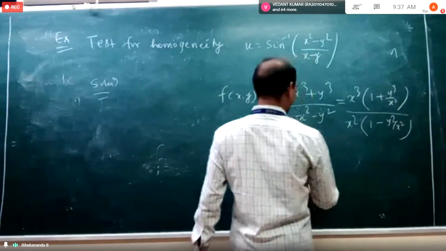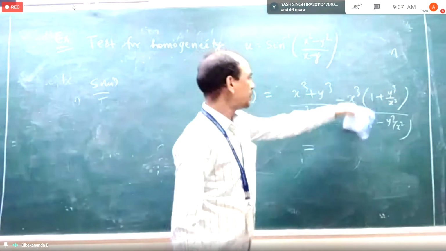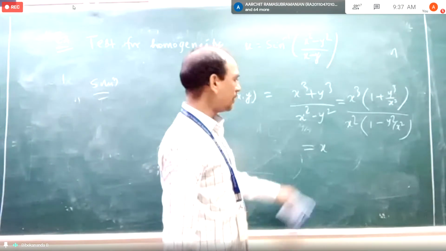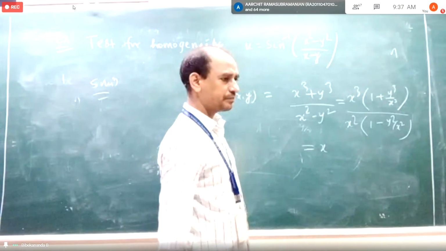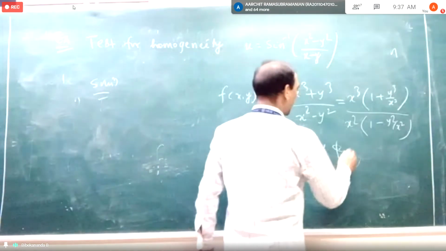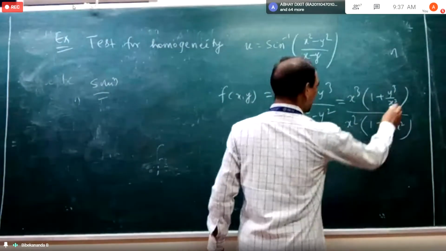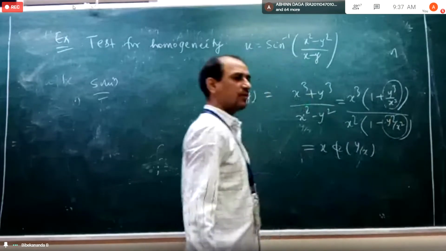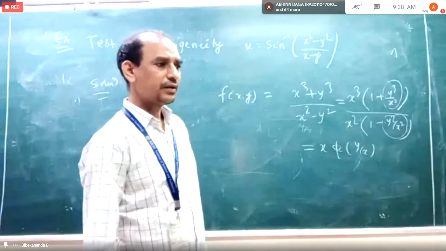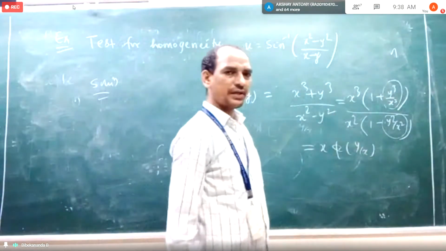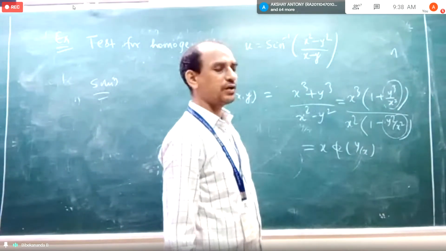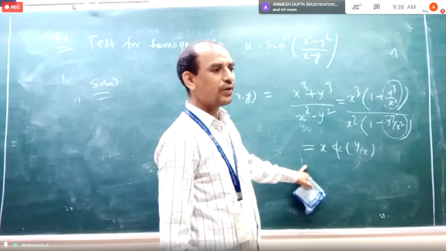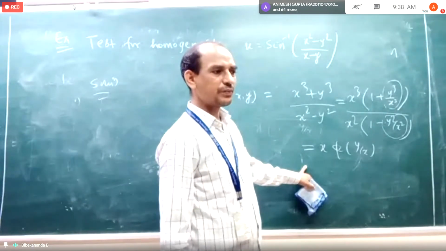Then what is the final term here? x cube by x square is x. And the other part is a function of y by x, because here y by x is the variable. So the total will be x times a function of y by x. So this is a homogeneous function of degree 1.